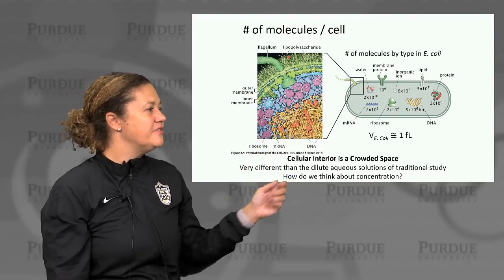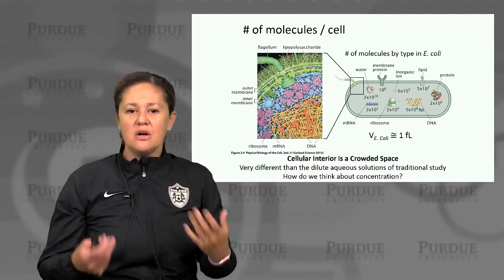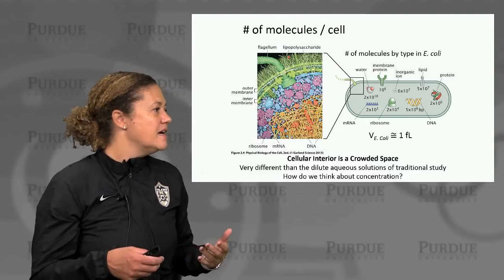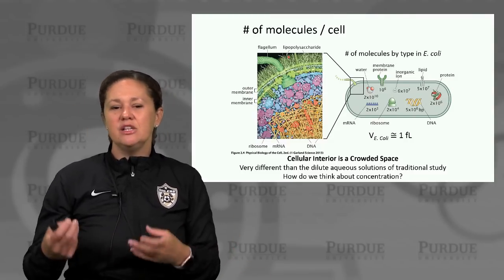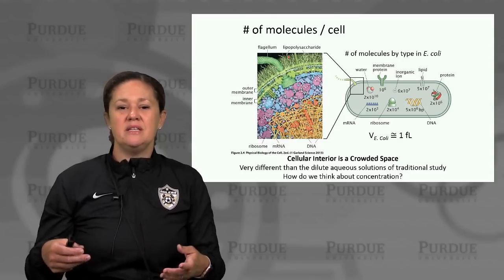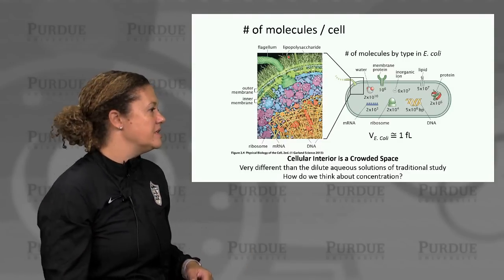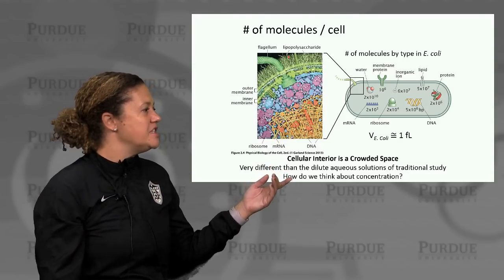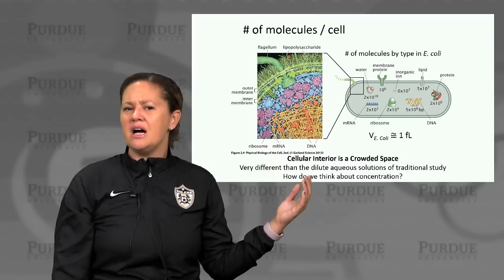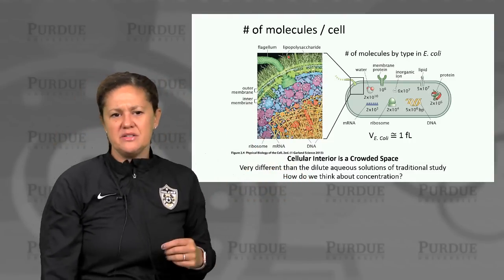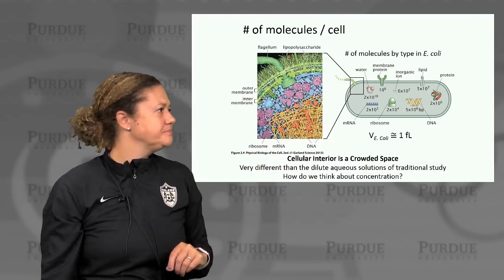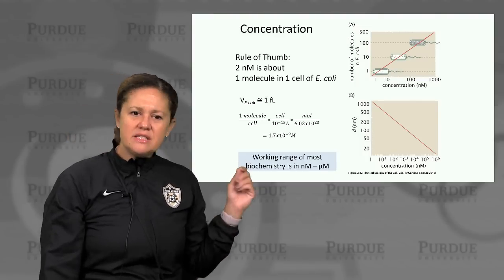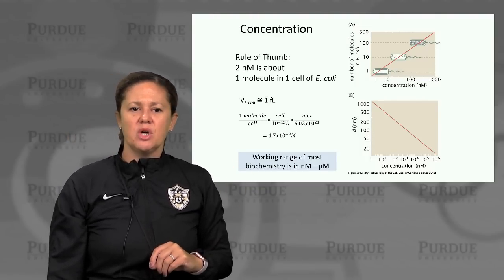This is very different than the dilute aqueous solutions of a traditional biochemical study where we might isolate a protein and look at it independent of the rest of the cellular components. So this really sort of changes how we think about concentration. What's the meaning of concentration in this type of crowded environment? So let's look into concentration a little bit more.